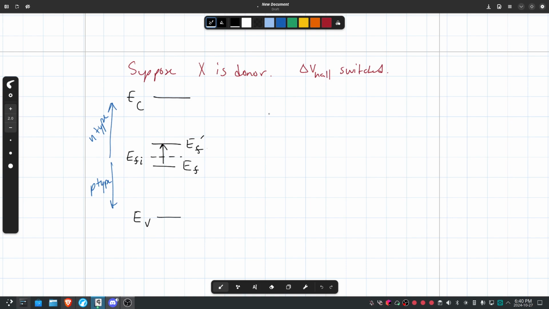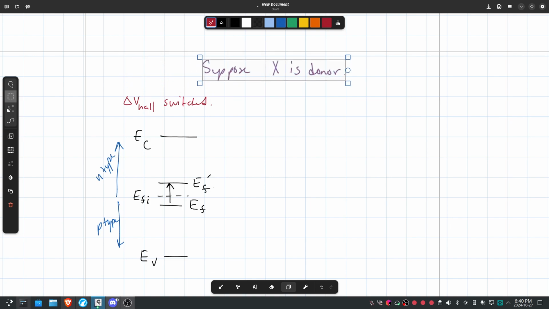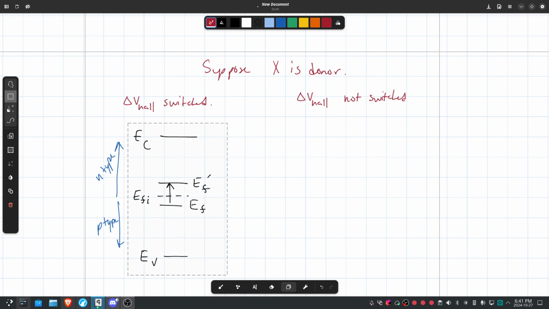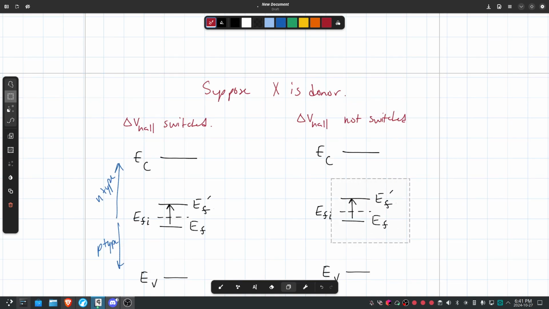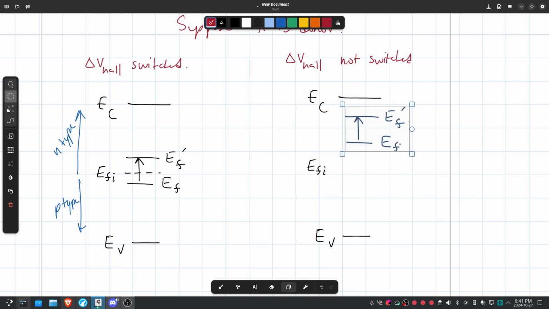So once again, this is Hall switched, and if we did Hall doesn't switch, so suppose X is donor, not switched, you have the same situation as above. You can either have it like that or it's below.